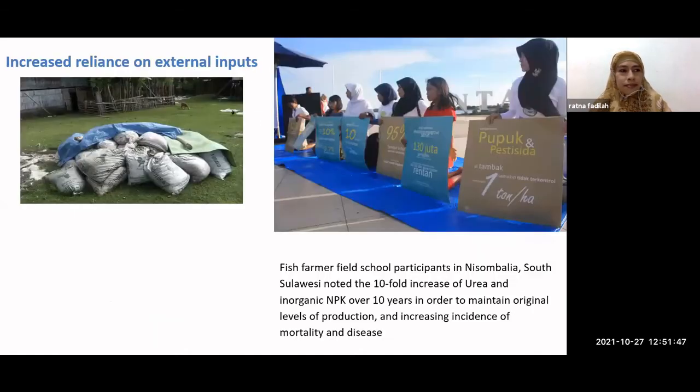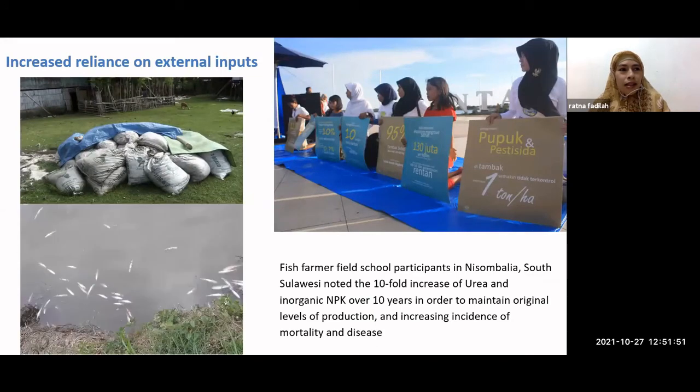Next map. So the challenge now is how to prevent coastal areas from losing more than 20% of mangrove. Yeah, next.